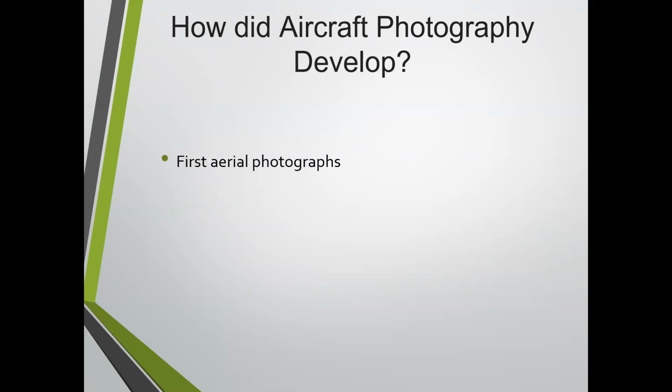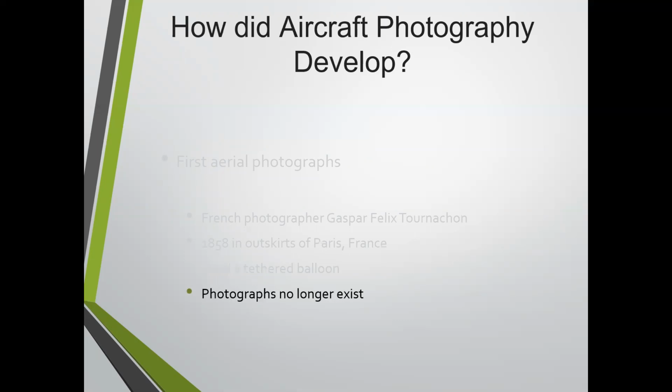All right, so some of the first era of photographs that we had was done by a French photographer. He was taking pictures in 1858 in the outskirts of Paris. He used a tethered balloon and took his camera and sent it aloft. Now remember, in 1858, they were using the big glass plates that you basically had to smear your chemicals on and take long exposures. And those photographs, unfortunately, no longer exist.